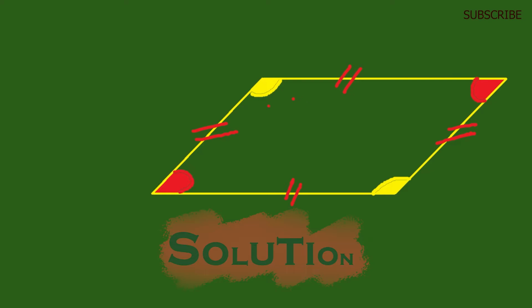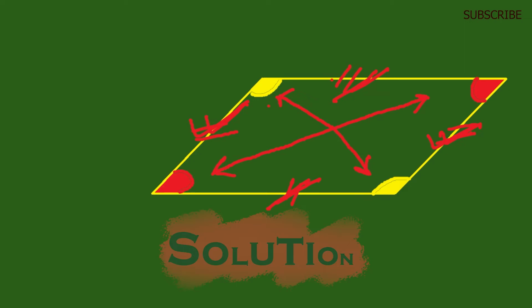In this parallelogram, these are the opposite sides, and these opposite sides are the same. This is another pair of opposite sides, and these opposite sides are the same, and the opposite angles are the same. Here these yellow angles are the same and the pink angles are the same.